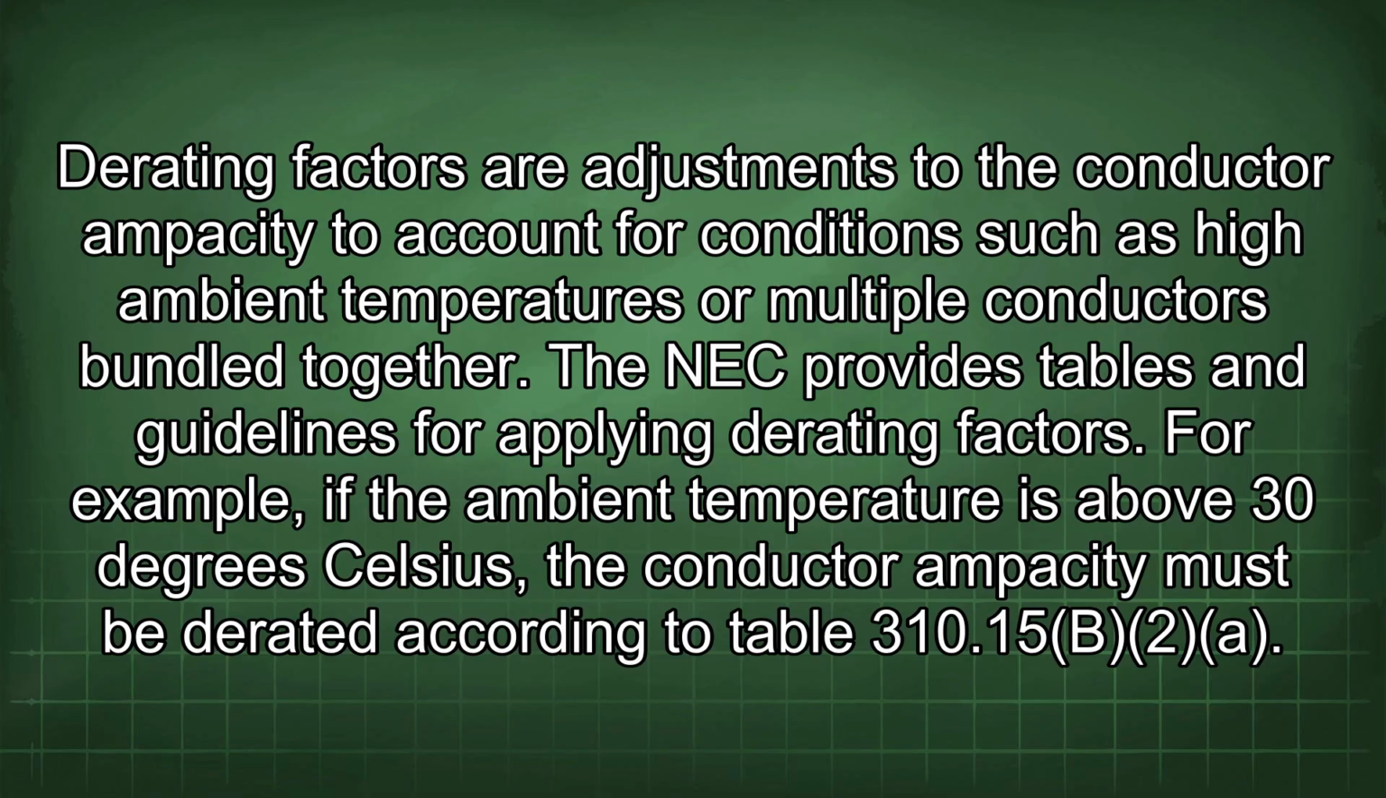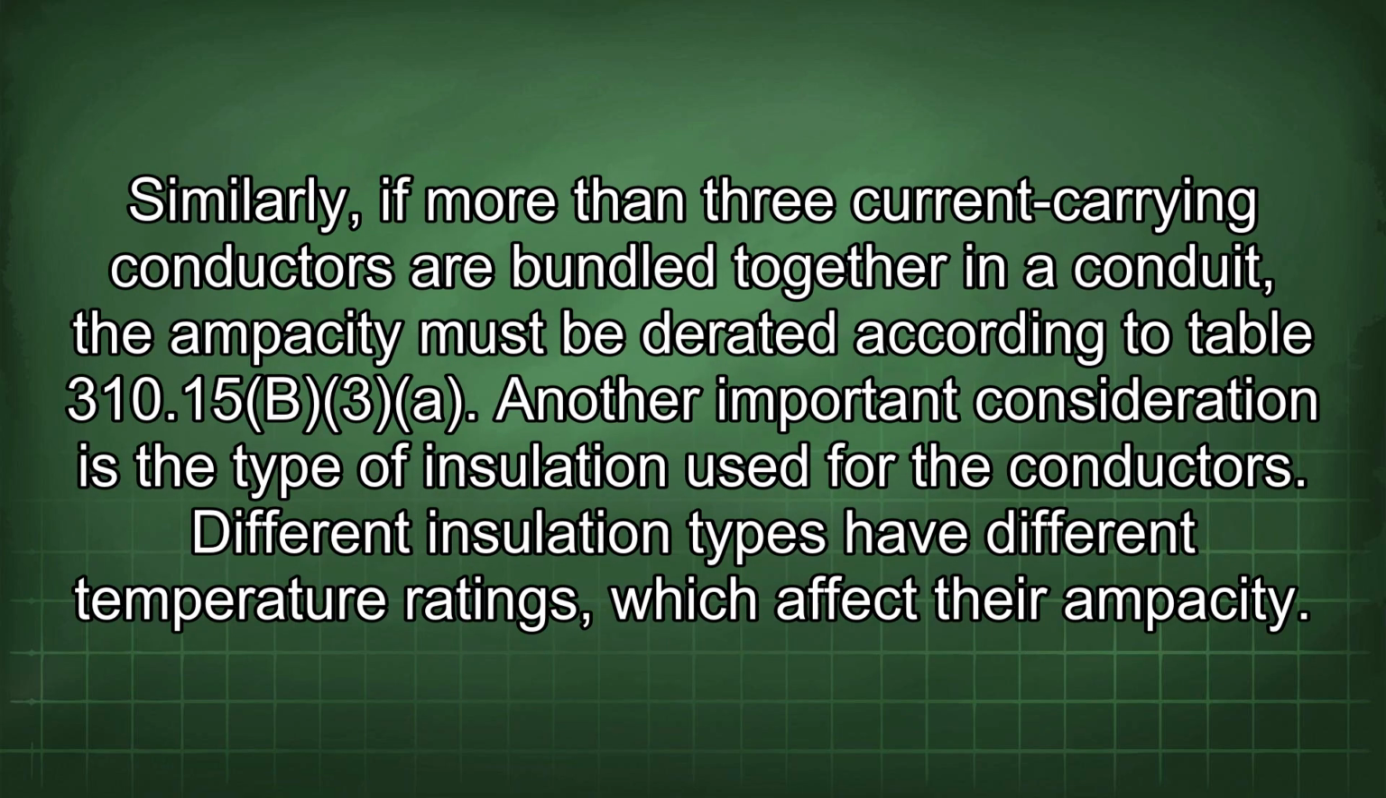For example, if the ambient temperature is above 30 degrees Celsius, the conductor ampacity must be derated according to Table 310.15(B)(2). Similarly, if more than 3 current-carrying conductors are bundled together in a conduit, the ampacity must be derated according to Table 310.15(B)(3). Another important consideration is the type of insulation used for the conductors.